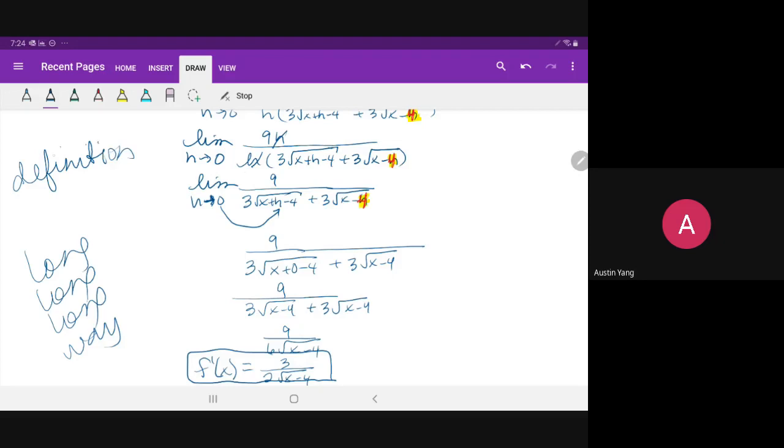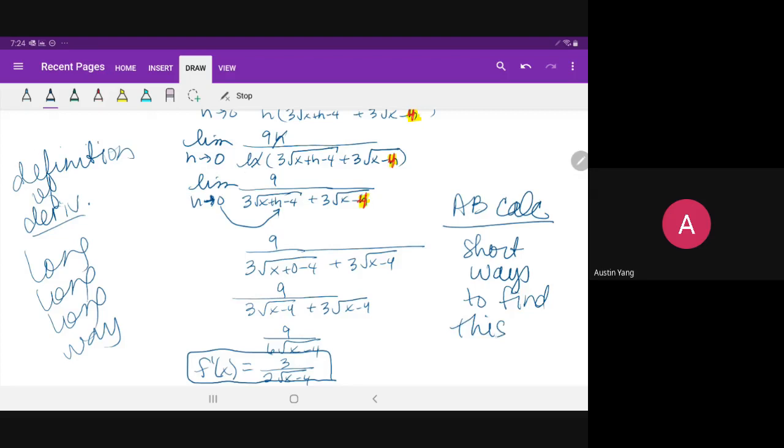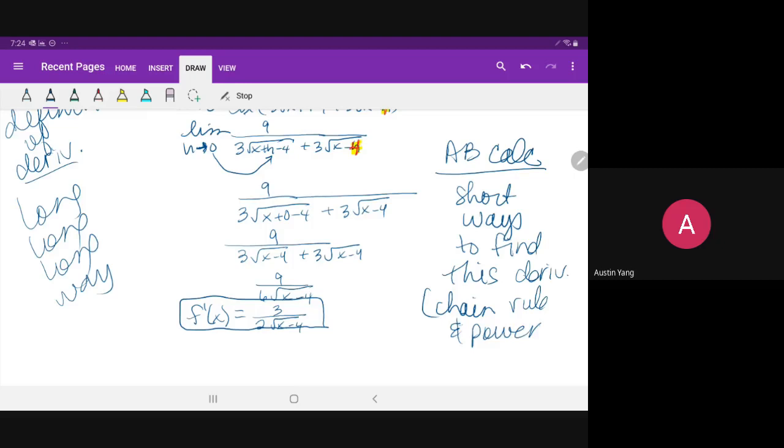You will also learn short ways. So in AB Calc, you will learn short ways to find the derivative, actually to find all derivatives, to find this derivative. And this one's actually called the chain rule for this problem. So chain rule and power rule would be needed for this one. And they'll teach it to you. You'll do the power rule like one day, maybe 2 days. Then you do the product rule, then you do the quotient rule, then you do the chain rule for multiple days. So you have plenty of time to learn it in your Calc AB class, okay?